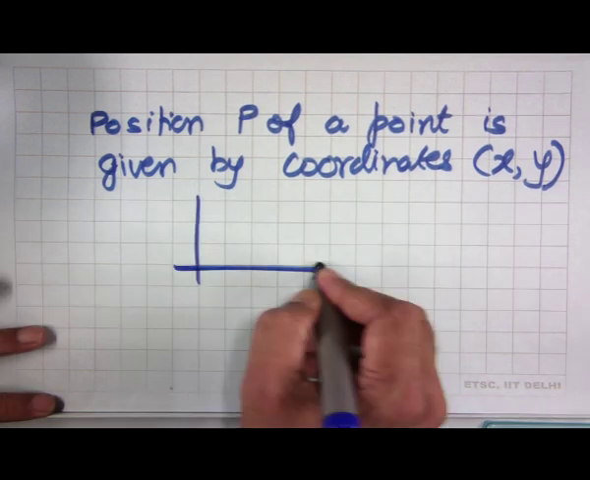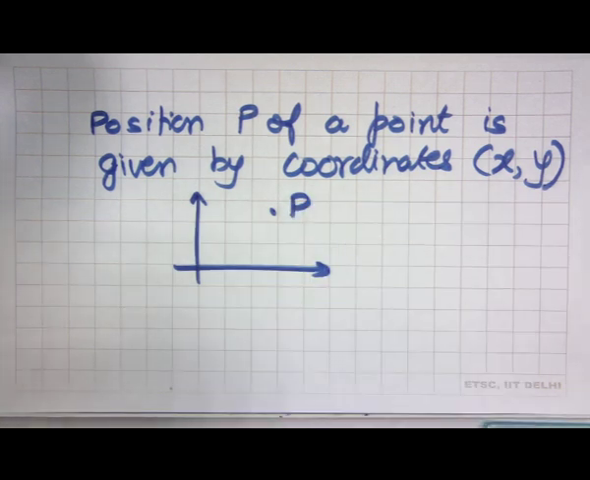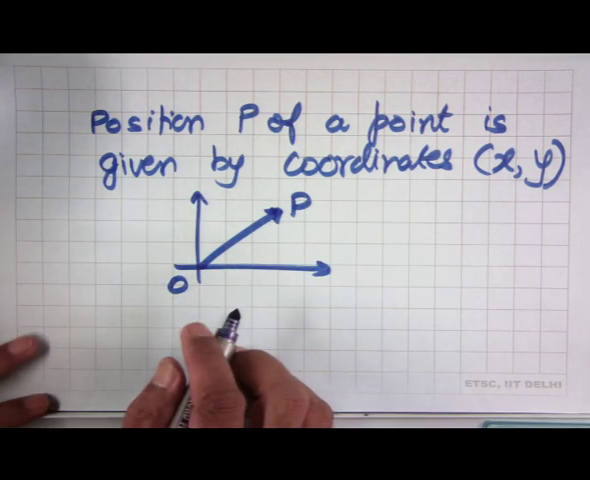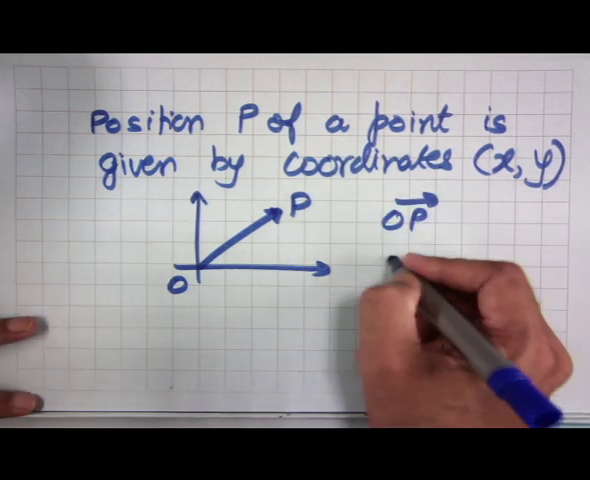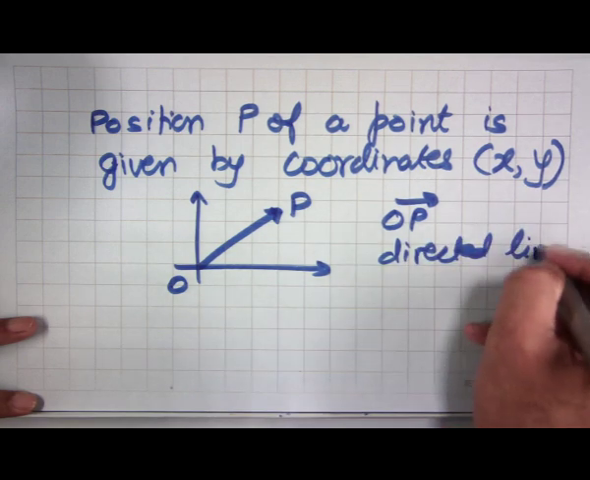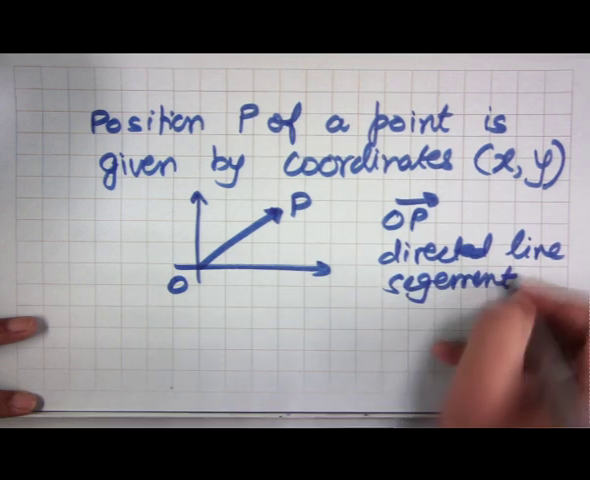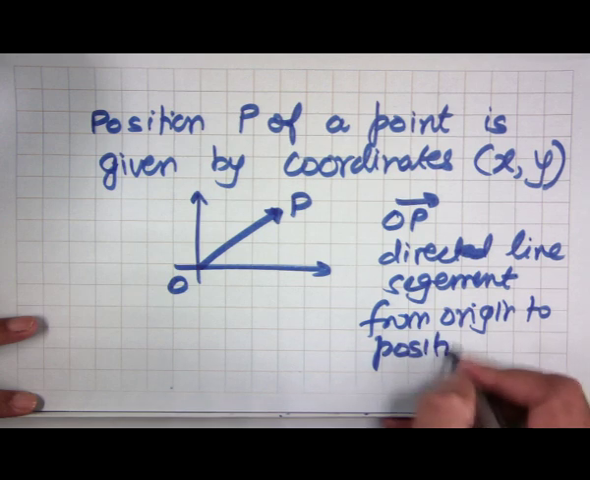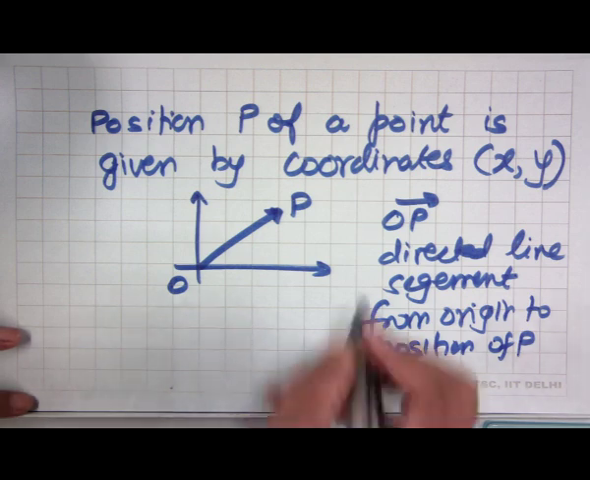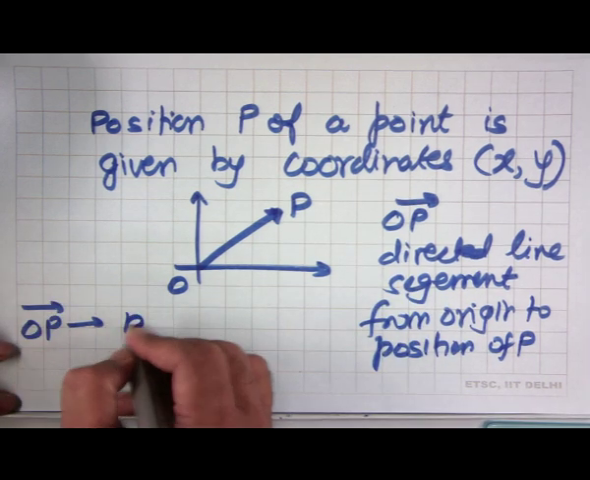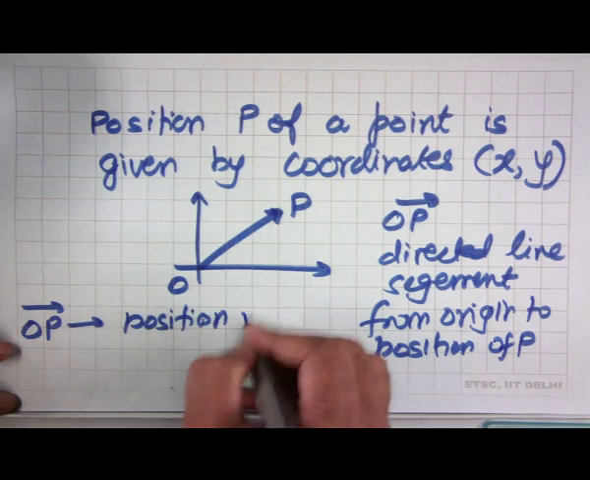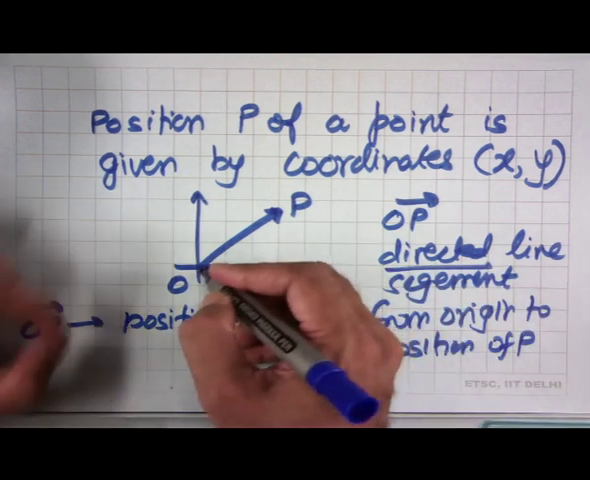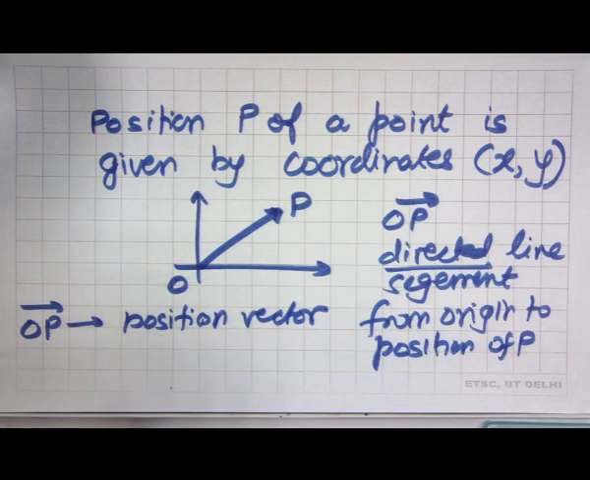Now, there is another term which we define. This is the point P. If we draw a line segment from O to P, then this O to P, which is a directed line segment from origin to the position of P, this OP is what we call the position vector. Now, this is a directed line segment, because what we realize is the quantity OP has two quantities.